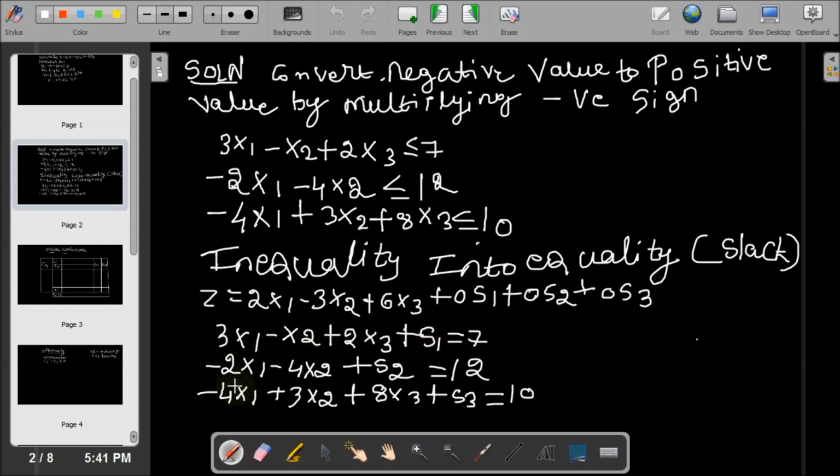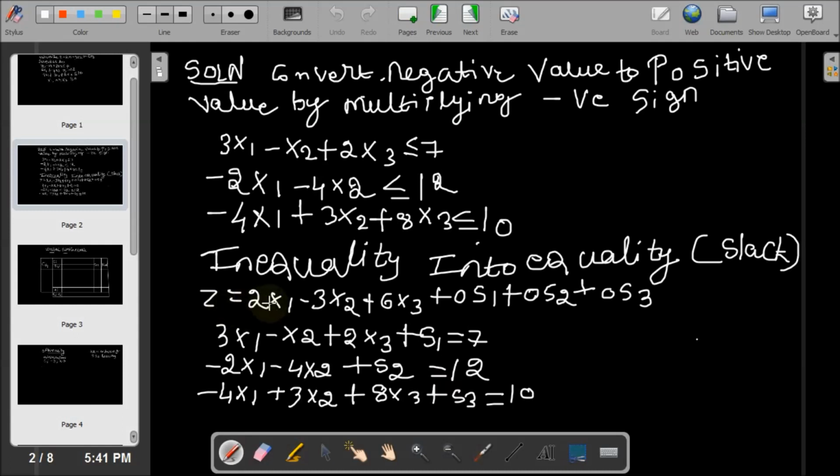In the same way, for the second constraint you can see here, -2x1 - 4x2 + s2 = 12. Now I added the second slack variable. Next, -4x1 + 3x2 + 8x3 + s3, that is the third slack variable, = 10. You can see I converted inequality into equality by adding these slack variables. Not only for the constraints, I also have to add the slack variables for my objective function.